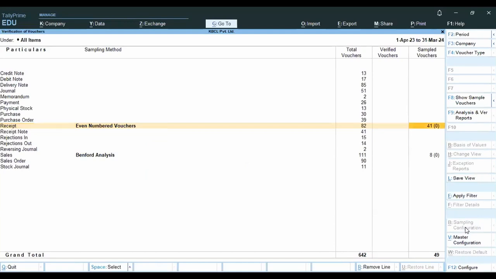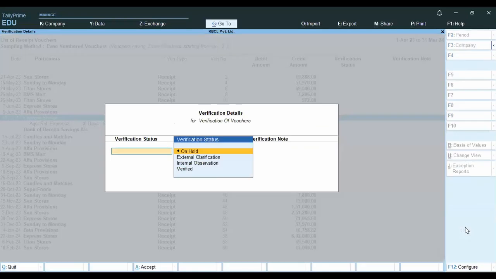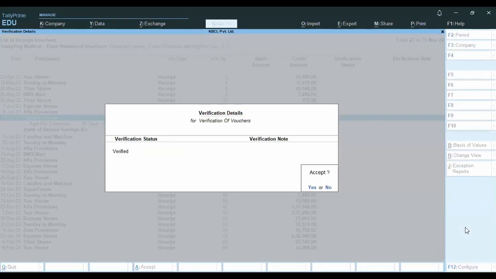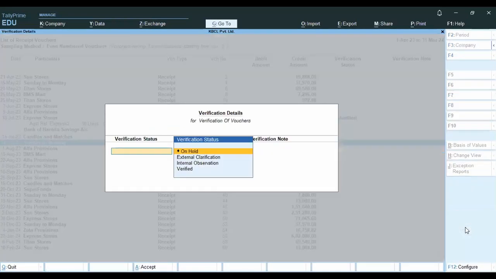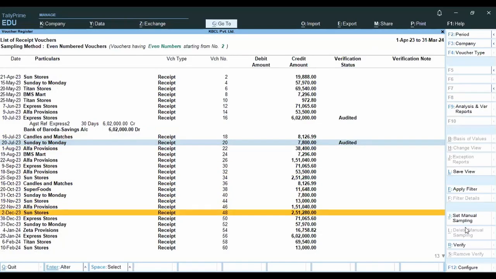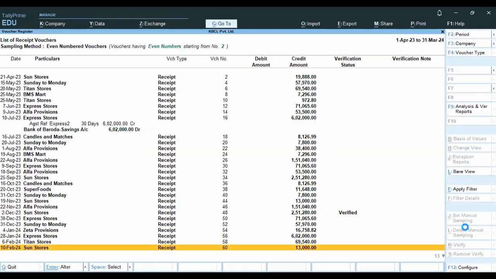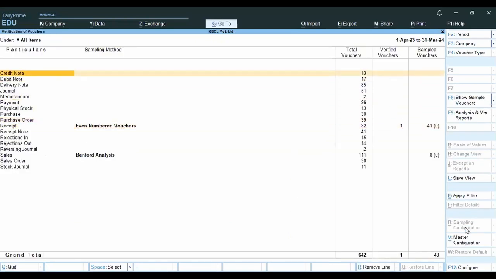So here also for receipt, Tally has given me sampling and I can do manual auditing. This is how you can do all transaction audits from Tally itself. Same way for stock order, sales, payment, purchase.